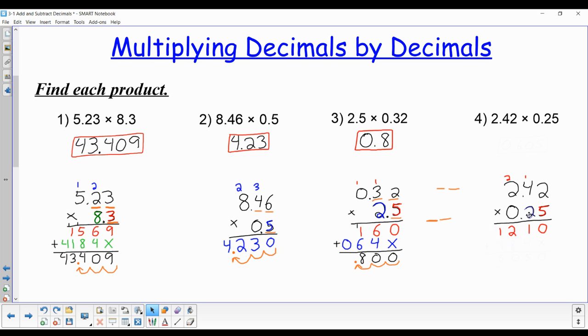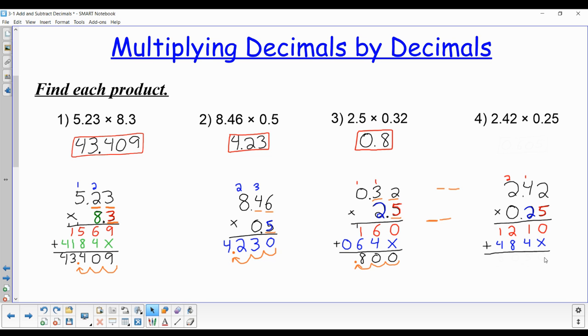Then I multiply by the 2 in the next place value. I put a placeholder down. And I have 2 times 2 is 4, goes right under the 2. 2 times 4 is 8, goes next to it. And 2 times 2 is 4. I do not need to multiply with the 0 because it'll just be all zeros. Then I add them together.